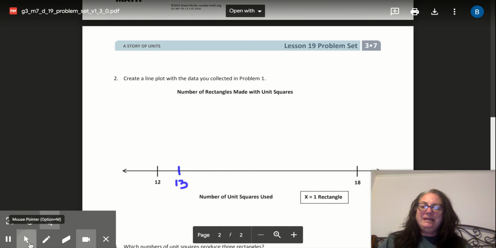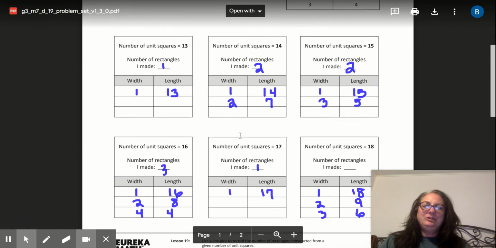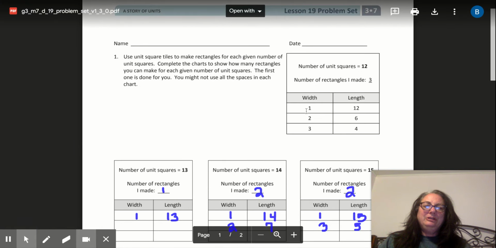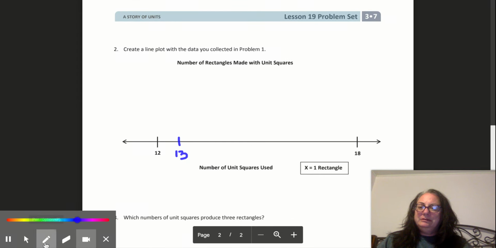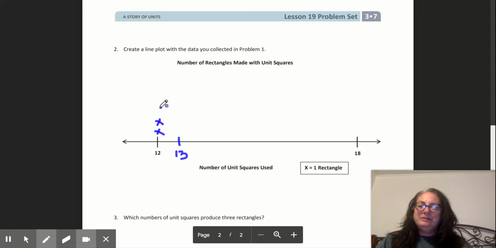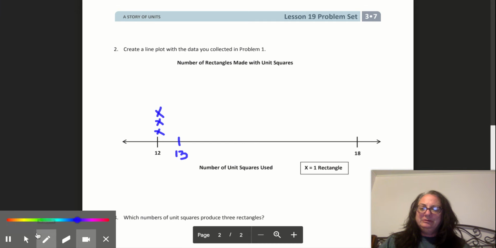And then the next thing you're going to do is go to where 12 is on the chart, and you look, and you have 3 rectangles. So you're going to put 3 X's going above it to show 3 rectangles. Okay? And that's what you'll do for the rest of the line plot.